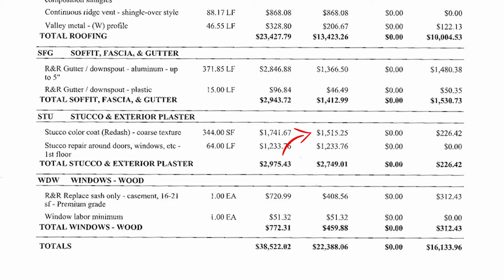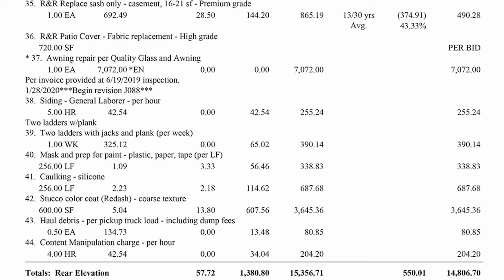They paid $1,515. Stucco around trim and doors, $1,233. So $2,749 was the original price for the stucco. And then over here on the second time around, they paid for the ladders, the mask and prep, caulking, and then stucco. So they increased $3,645 plus these numbers here.